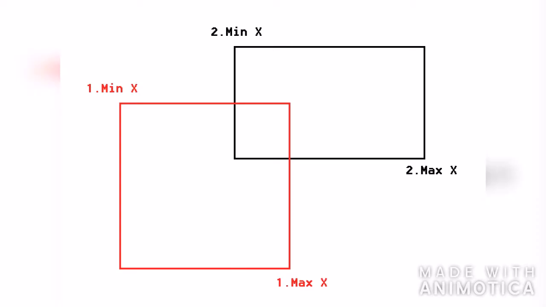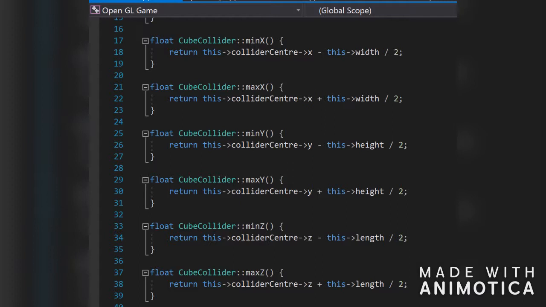Here is an image that shows how the collision works. The collision works by comparing the distance between the min and max of each collider in order to determine whether they are inside each other's bounds. Here is the code which determines the collider's center points, which will be used to calculate whether they are intersecting for a collision.